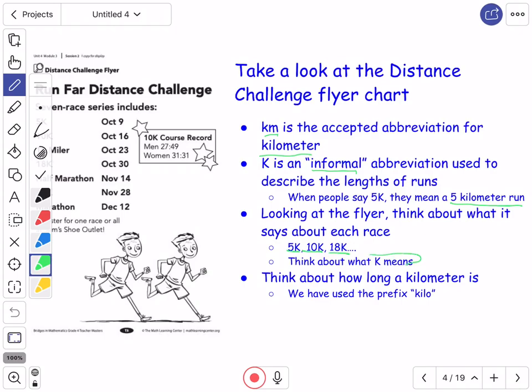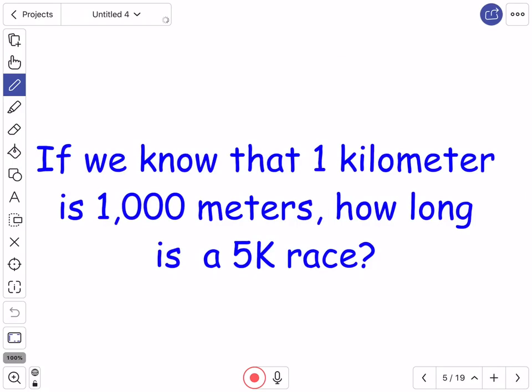So looking at the flyer, think about what it says about each race. A 5K, a 10K, an 18K. I want you to think about what K means for a second, and think about how long a kilometer is. We have used the prefix kilo before, kilometer. So think about that as we move on.